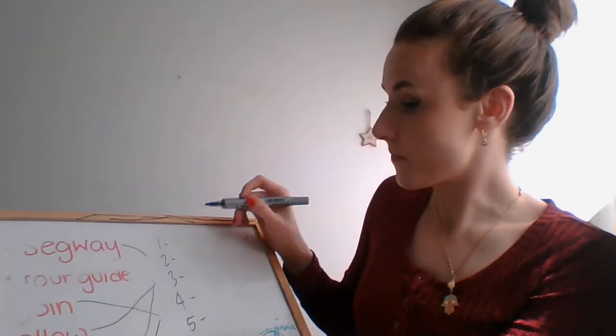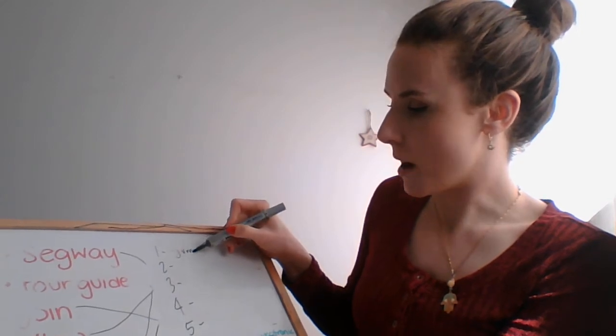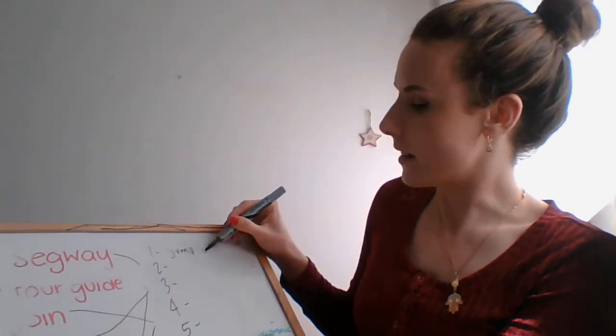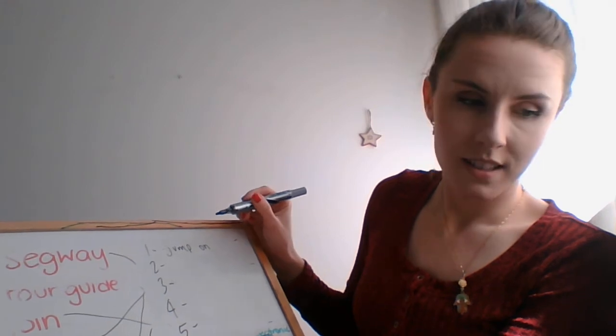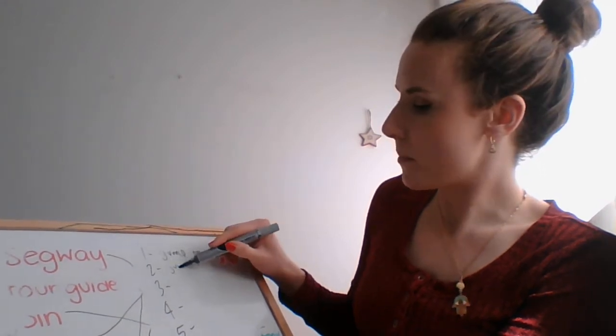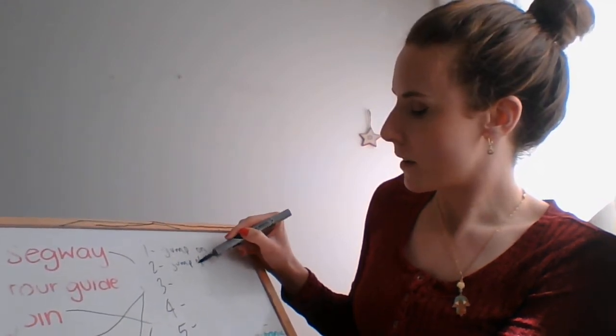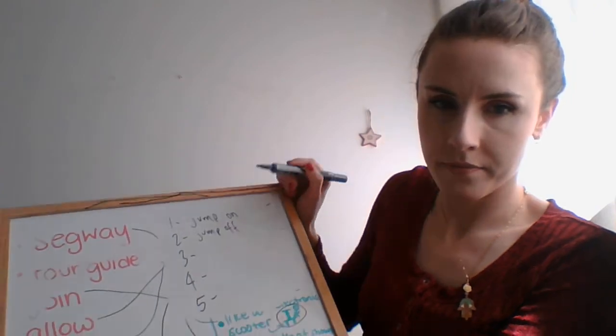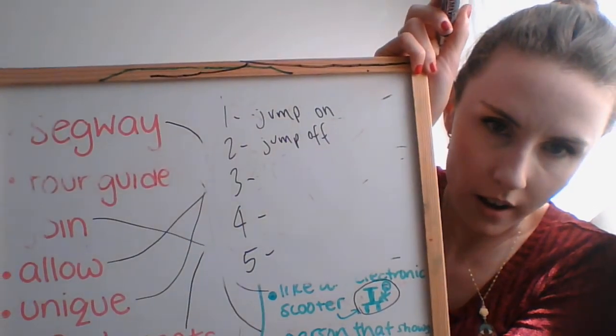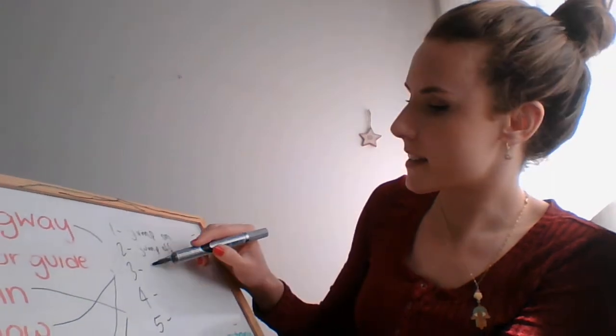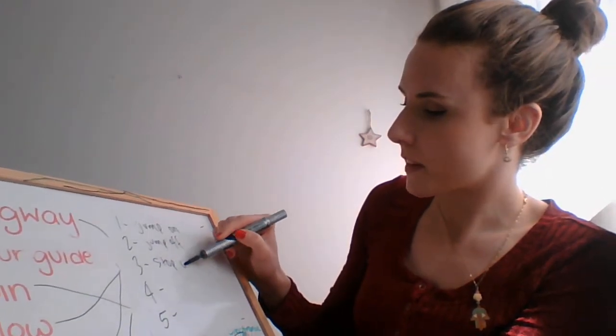So number 1 is jump on, get on. Number 2, jump off. You can't see that. There you go. Off. Number 3 is stop off.